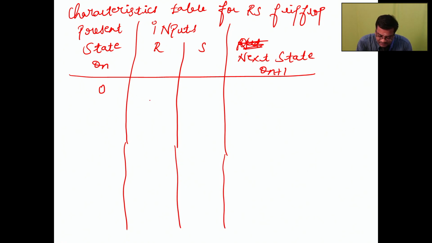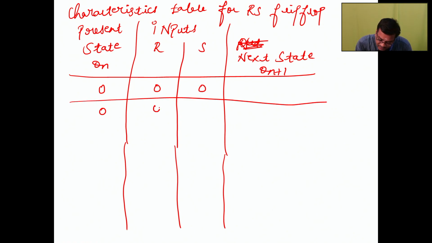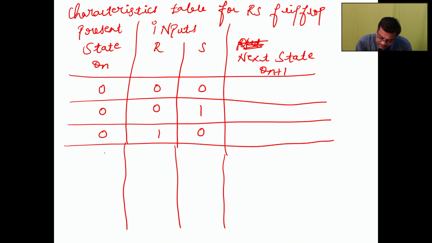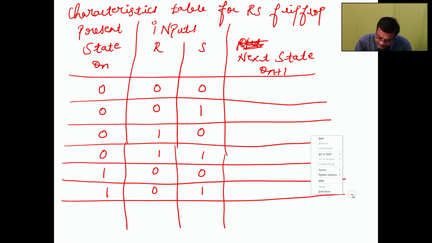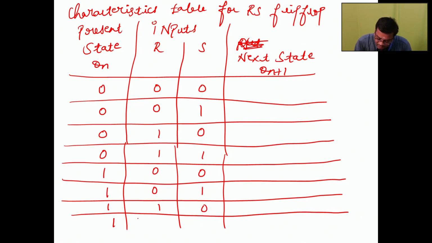The present state we can consider as 0 and 1. So 0 0 0 here, 0 0 1 here, 0 1 0 here, 0 1 1 here, 1 0 0 here, 1 0 1, 1 1 0 here, and 1 1 1.